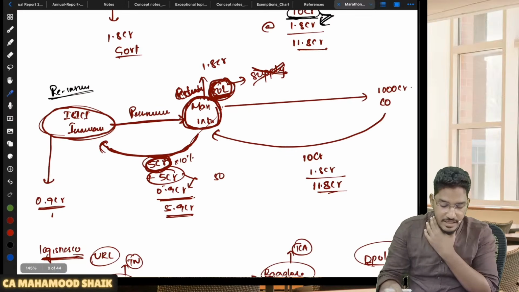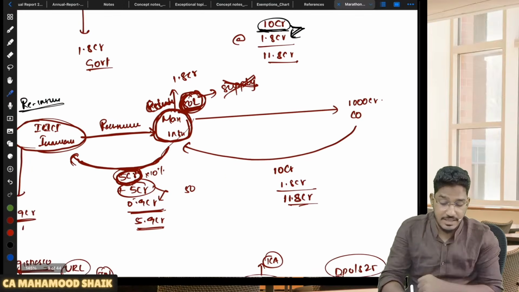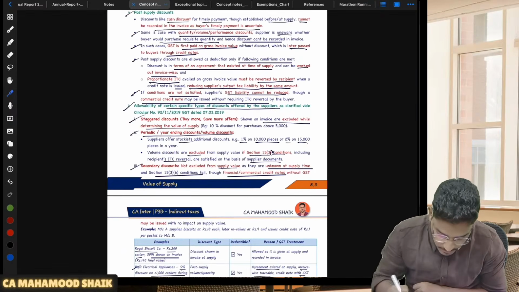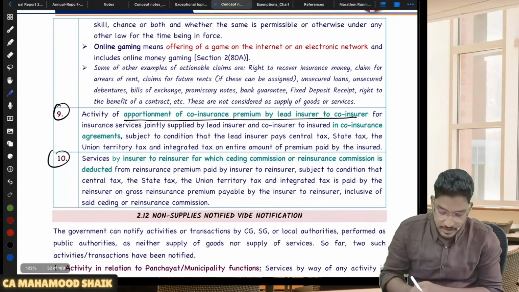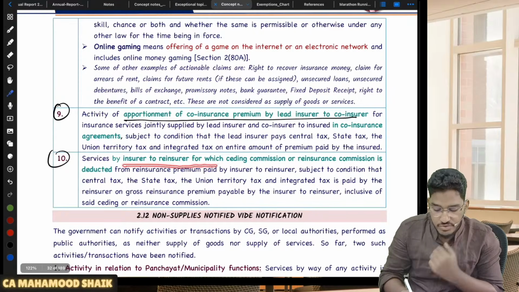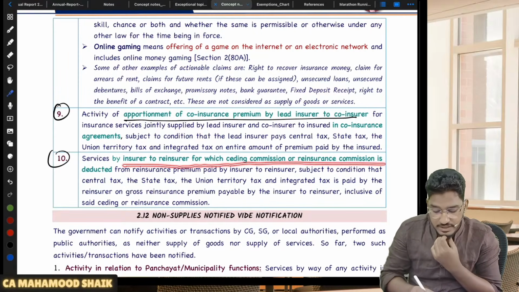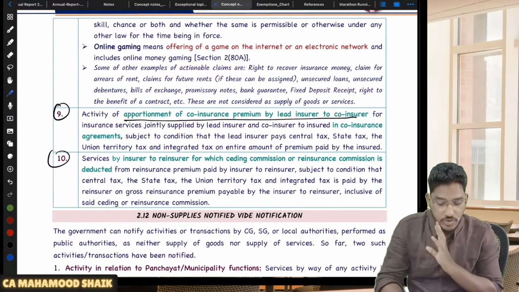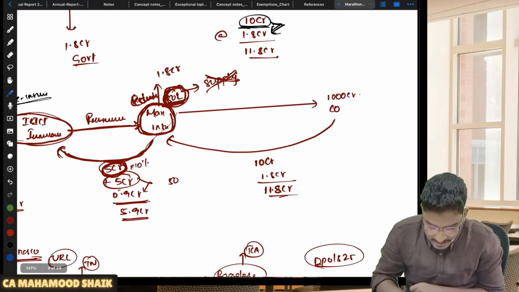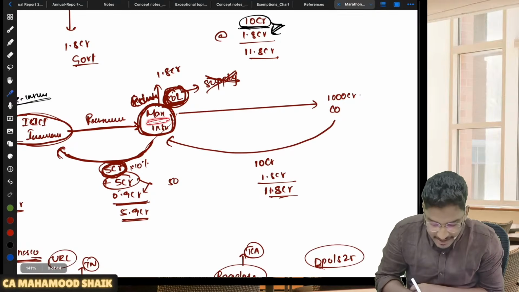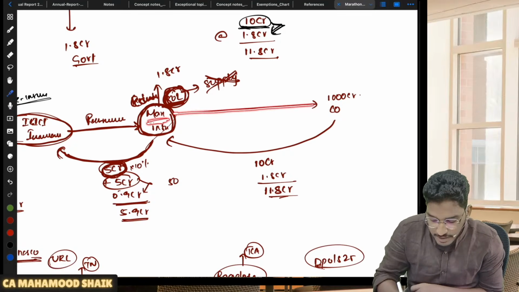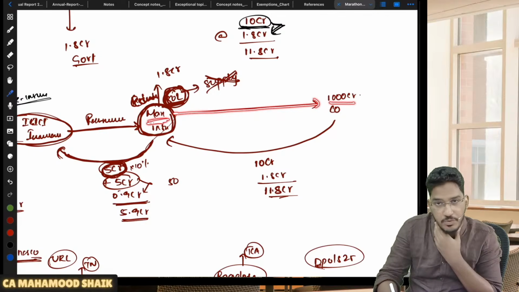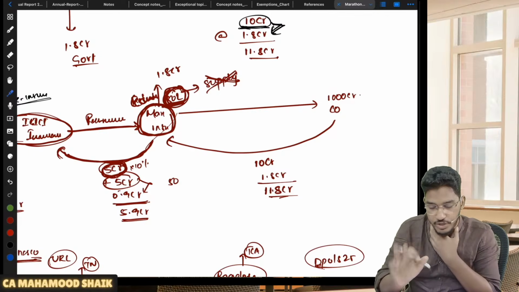Then one more thing they say in the next paragraph is about ceding commission. Services by insurer to the reinsurer for which ceding commission or reinsurance commission is deducted from reinsurance premium will also not be a supply. Now what is this? Let us say, for example, there is one company, Max Insurance Company. It has sold some insurance policy, 1000 crores worth of insurance policy. No lead insurer, no co-insurer.